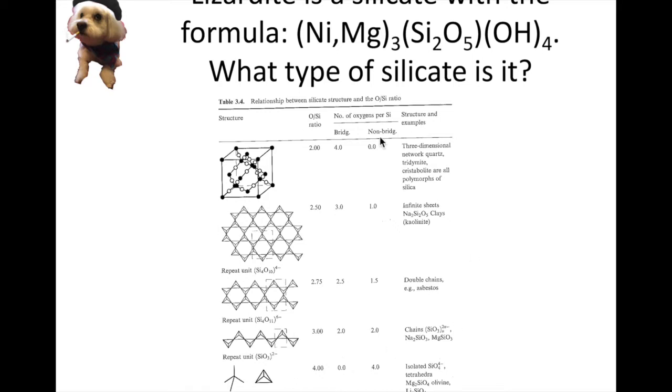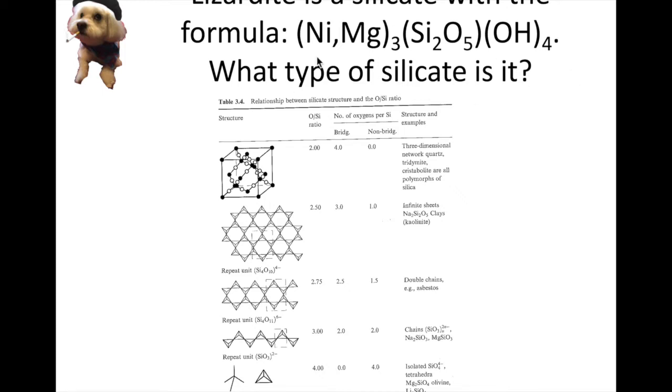So you have the table, you either have it here on the slide or you can look it up in your book. But let's say I have a compound, and this one is lizardite. So lizardite is named because it has an appearance of lizard scales. It's green and so forth. But it's a silicate, and its formula can be found here.